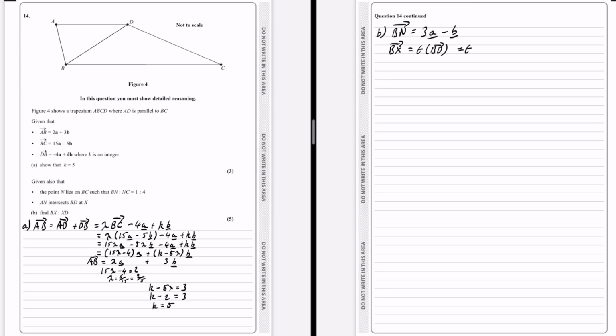Then the first way of doing BX is a scalar multiple of BD. I'm going to call that scalar multiple t. So t lots of BD. The route from B to D is going to be BA plus AD. So that's going to be t lots of BA, which is minus 2a minus 3b, and AD is 6a minus 2b. So it's t lots of all of that. If I collect the a's together and expand it out, we get 4t lots of little a minus 5t lots of little b.